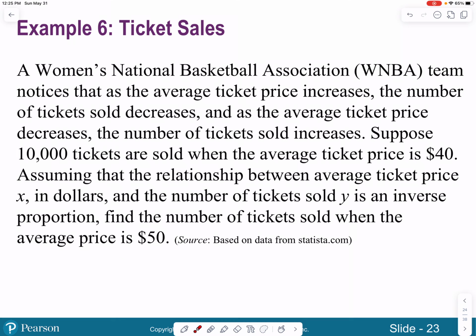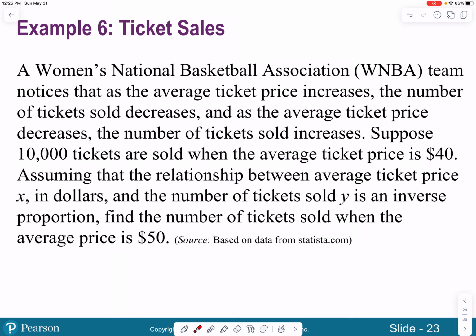A Women's National Basketball Association, WNBA, team notices that as the average ticket price increases, the number of tickets sold decreases, and as the average ticket price decreases, the number of tickets sold increases. Suppose that 10,000 tickets are sold when the average ticket price is $40. Assuming that the relationship between the ticket price x in dollars and the number of tickets sold y is inversely proportional, find the number of tickets sold when the average price is $50.